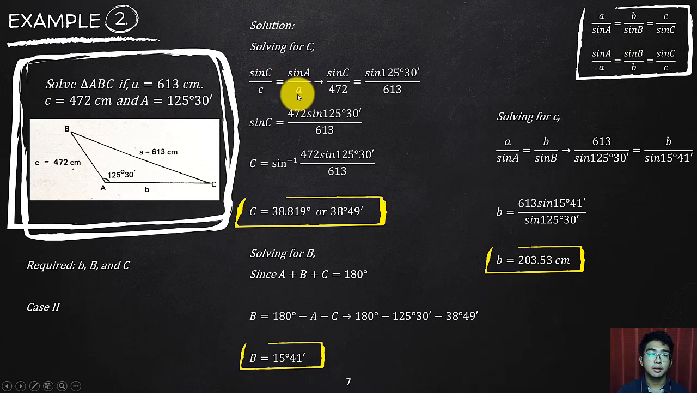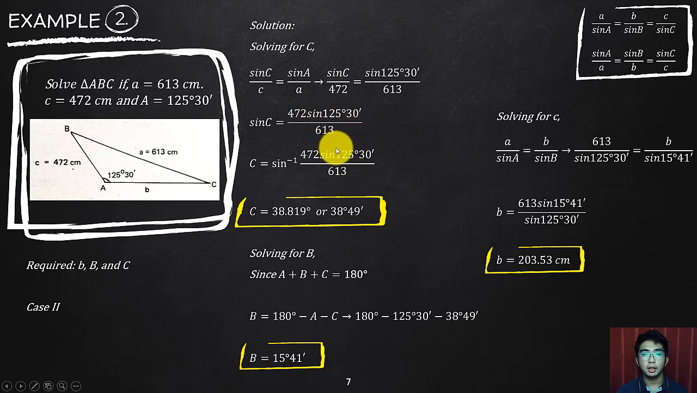Why? Because the givens here are angle A, side C, and side A. So the only unknown in this equation is angle C. If you input the values, the only unknown is angle C. Now, isolating sine C, cross multiply: that's 472 multiplied by sine 125 degrees 30 minutes, over 613.